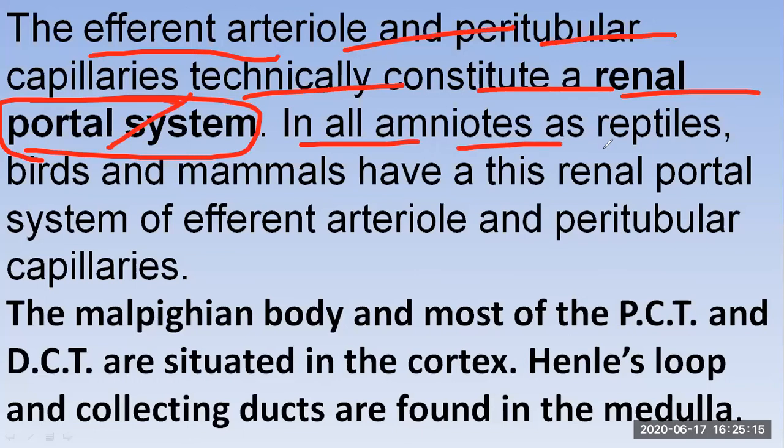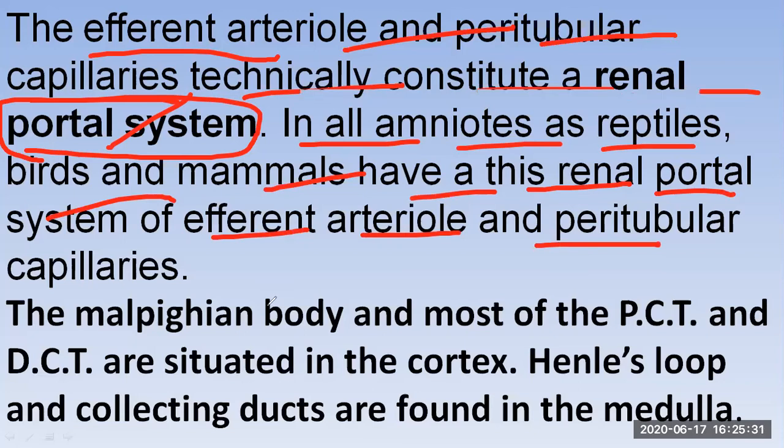In all amniotes, reptiles, birds and mammals have this renal portal system of efferent arteriole and peritubular capillaries. Amniotes means birds, mammals and reptiles. They form such type of renal portal system.